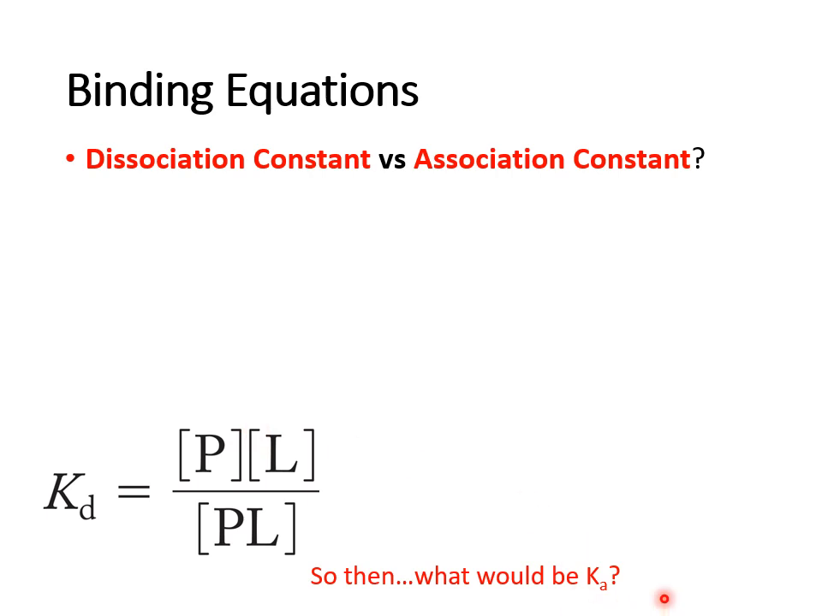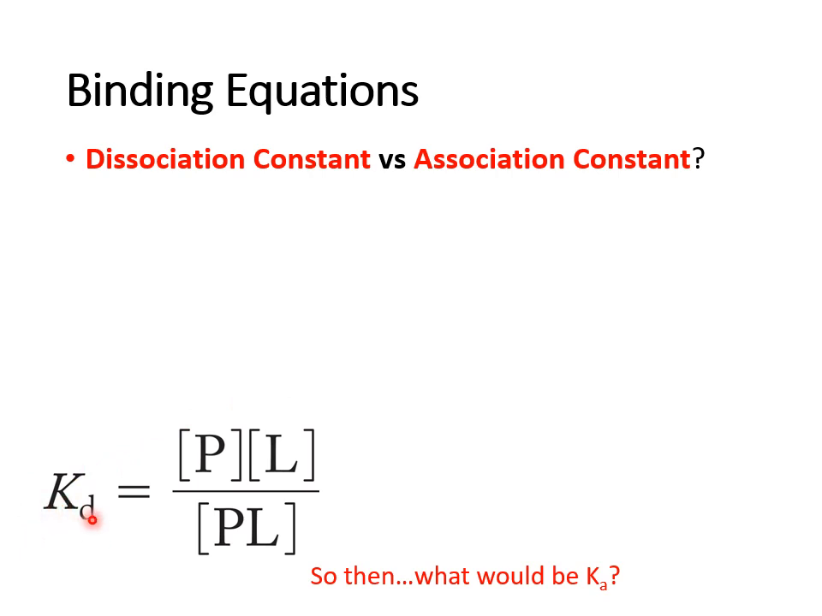Now, the association constant is the opposite of this fraction here. So association constant would have protein and ligand together on the numerator, on the top of the fraction, okay? Because these two are inverse to each other. What you can do to think about KD versus KA is for KA, think of that little A, the association A, as affinity. So KA is all about affinity, high affinity, wanting to be together. If you have a high KA, there is high affinity. If you have a low KA, there is low affinity.